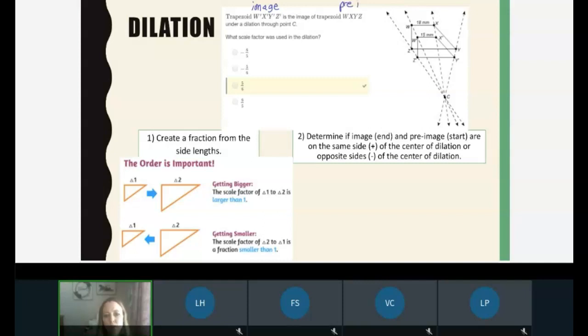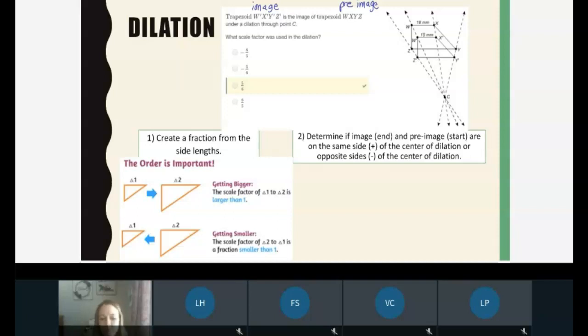So look at the picture. Can you tell me, is the pre-image larger or smaller than the image? Preston, do you want to get on the mic? I would recommend zooming in for this just so you can get a better look. Use those plus and minus symbols on the right side of your screen. If you look closely, you can see that the prime on the image is actually smaller than the pre-image, which means it shrunk down.